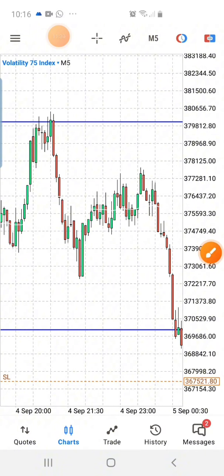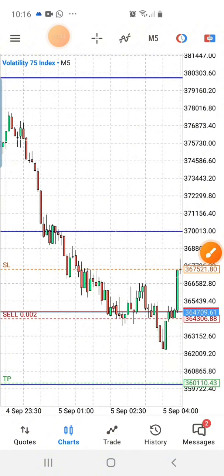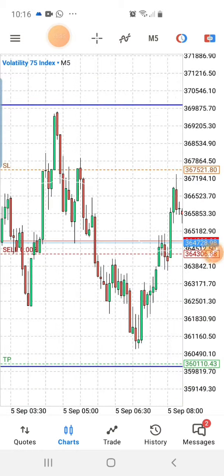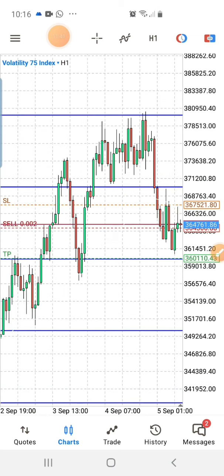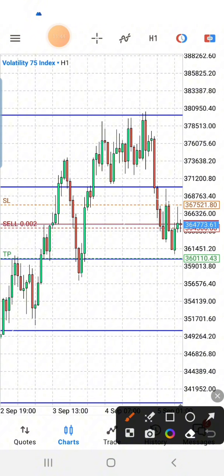Okay, so the same thing right here. It happened right here. Just see on 1 hour. Okay, let me go to 1 hour. On 1 hour right here, you are going to see that the price retested this zone with just one candle, and respected that zone.